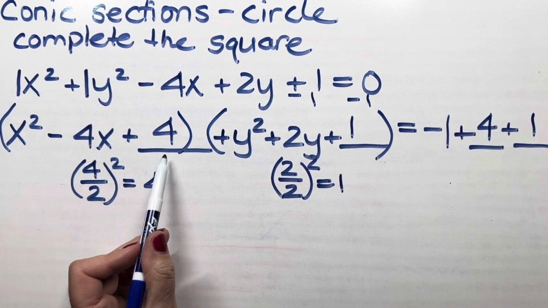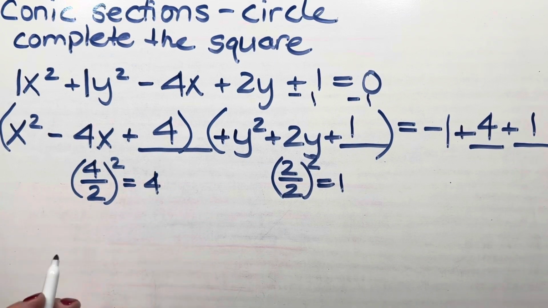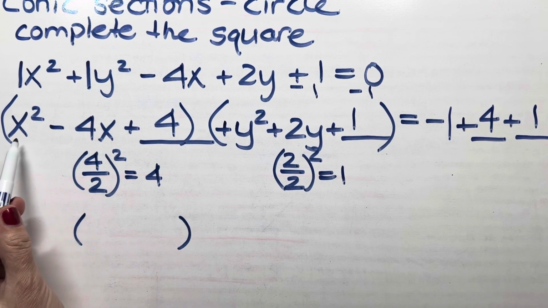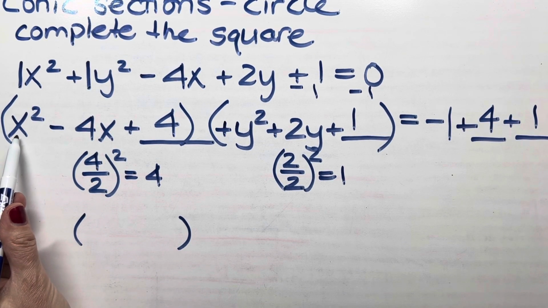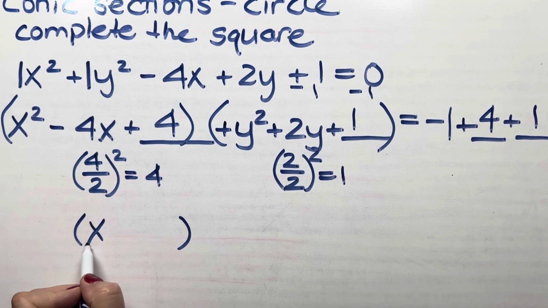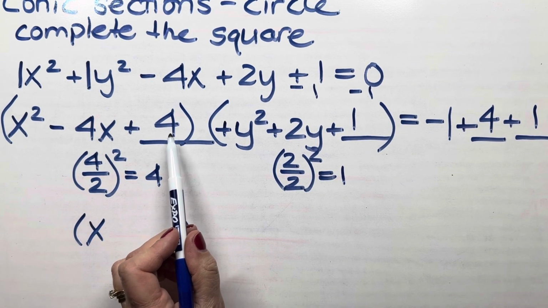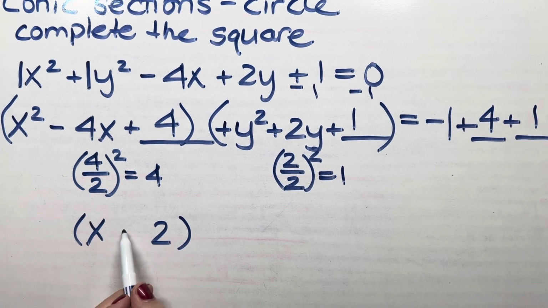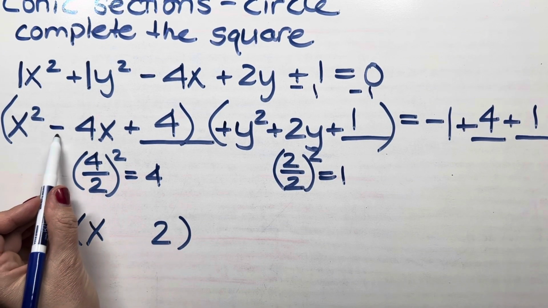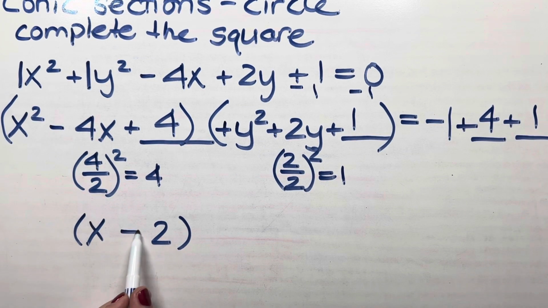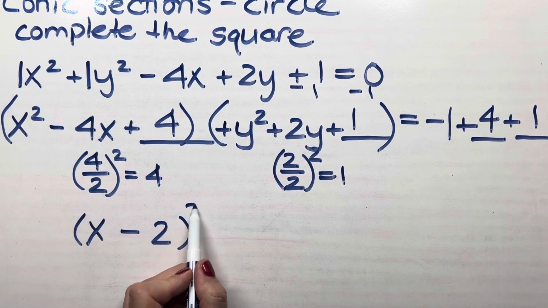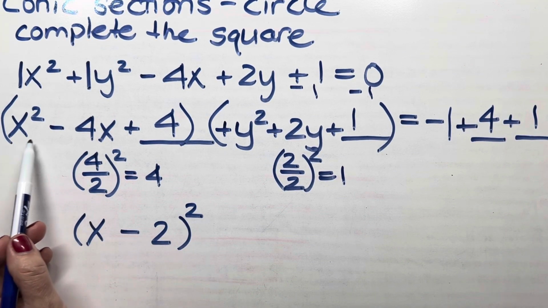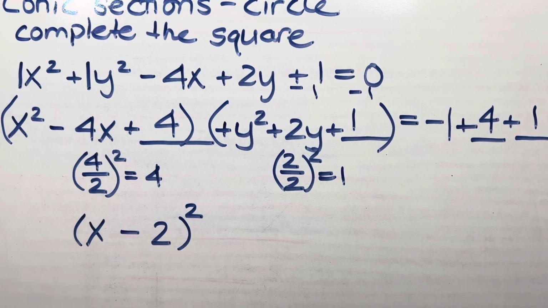So I'm going to start with my x squared minus 4x plus 4. To get that into a binomial squared, I'm going to take the square root of my squared term, which is just x. I'm going to take the square root of this constant I just found, which is going to be 2. And the sign that goes in the middle is the sign that's in my middle term right here, so that's a minus. And then I square it. So x minus 2 squared is the same thing as x squared minus 4x plus 4.